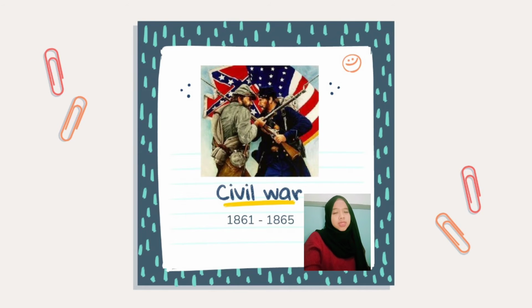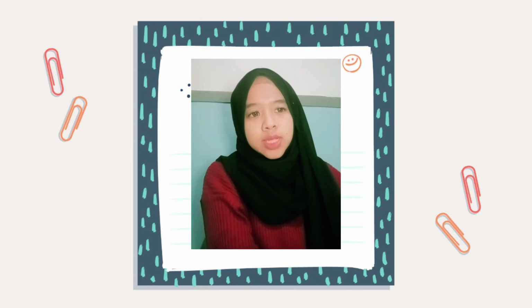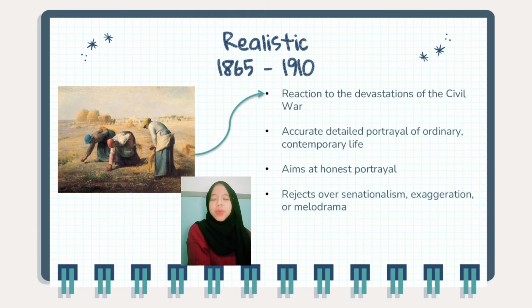Now, Transcendentalism and Romanticism as a writing style ended with the Civil War, which lasted from 1861 to 1865. And the Civil War marked the beginning of a realistic period that lasted from 1865 to 1910. An important thing to know about the realistic period is that it covers a large chunk of historical development.